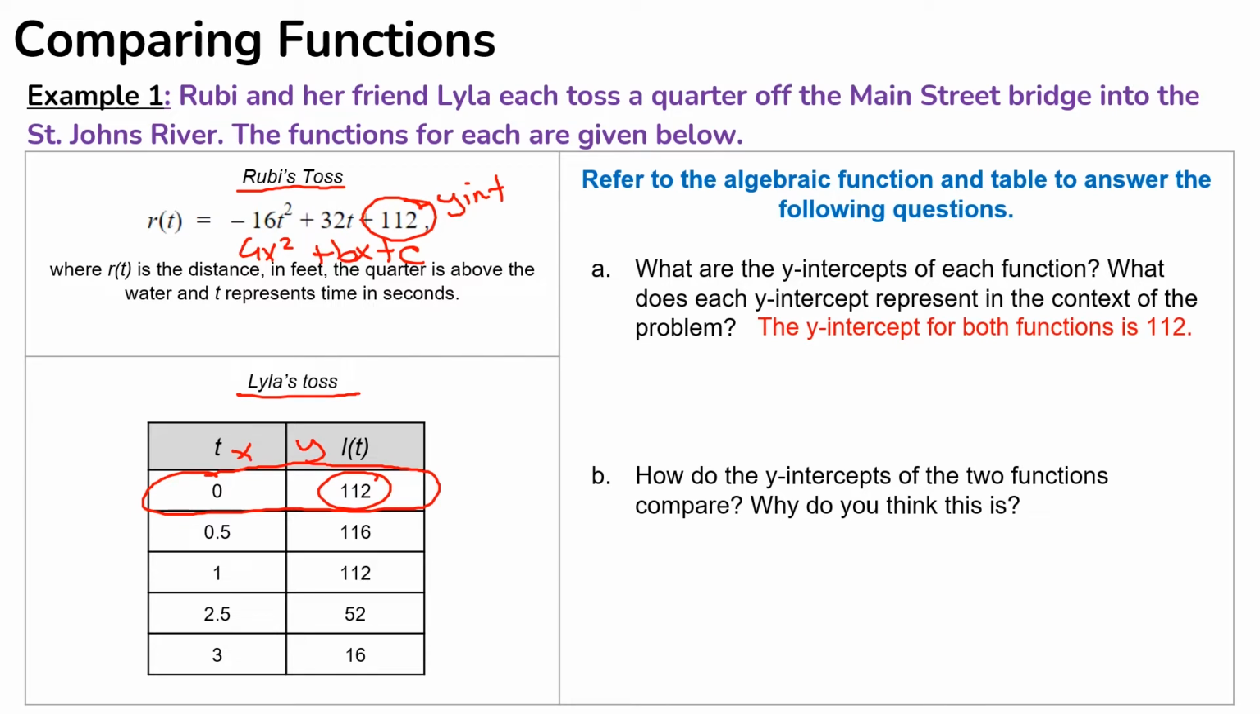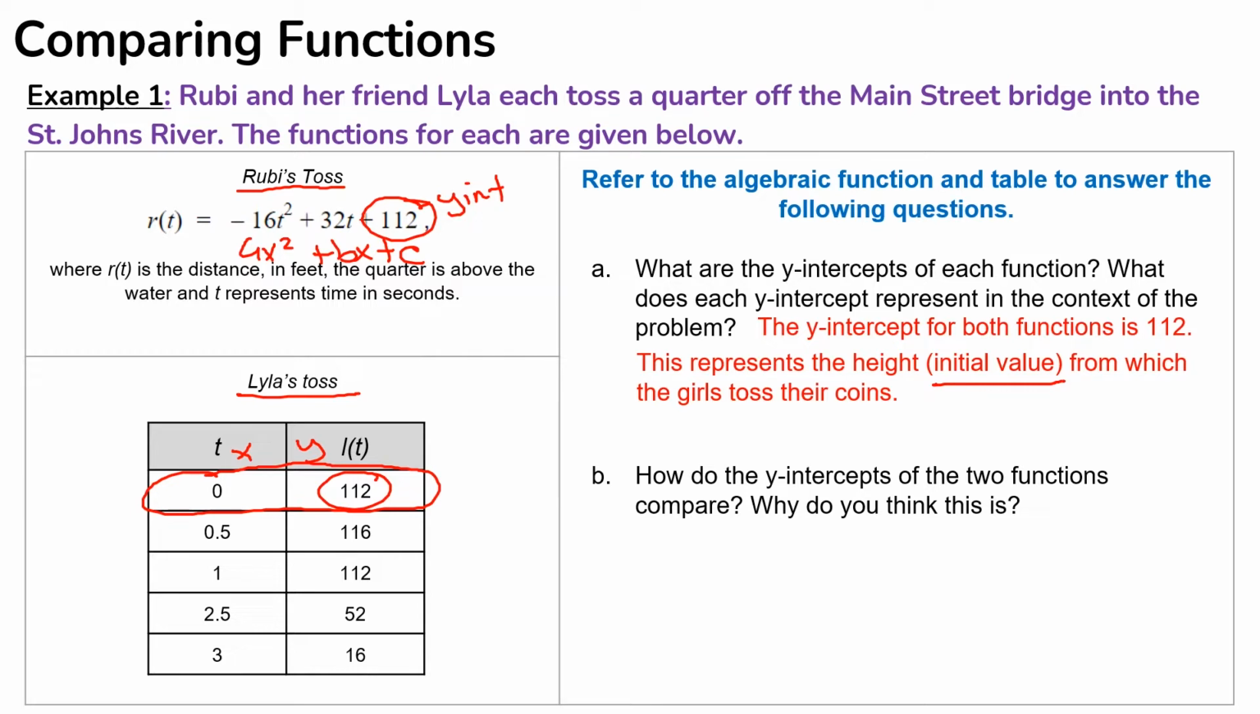What does each y-intercept represent in the context of this problem? Think about the y-intercept. It is the initial value. So this represents the height from which the girls toss the coin. Let's look at part B. It says, how do the y-intercepts of the two functions compare? What do you think? Well, both girls are standing on the same bridge, so of course they start at that same initial point.